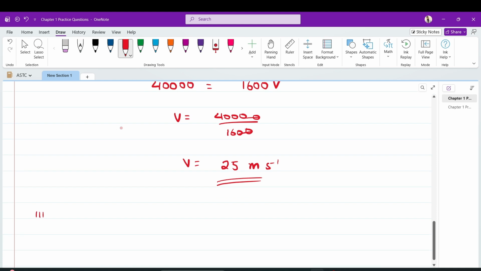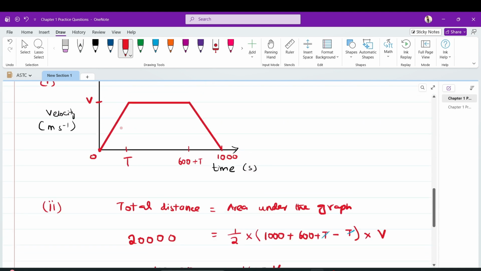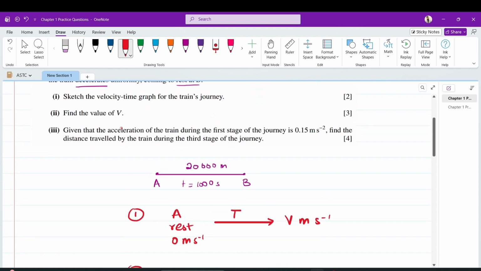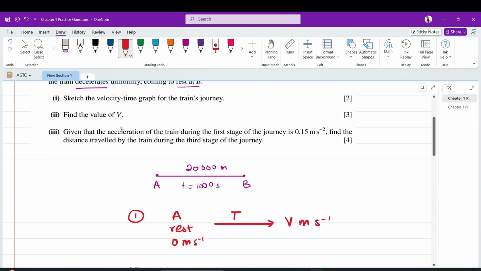So let's move to the third part of the question now. Now it says, given that the acceleration of the train during the first stage of the journey is 0.15 meters per second squared, find the distance traveled by the train during the third stage of the journey. Given that the acceleration during the first stage of the journey is 0.15, find the distance traveled by the train during the third stage of the journey.